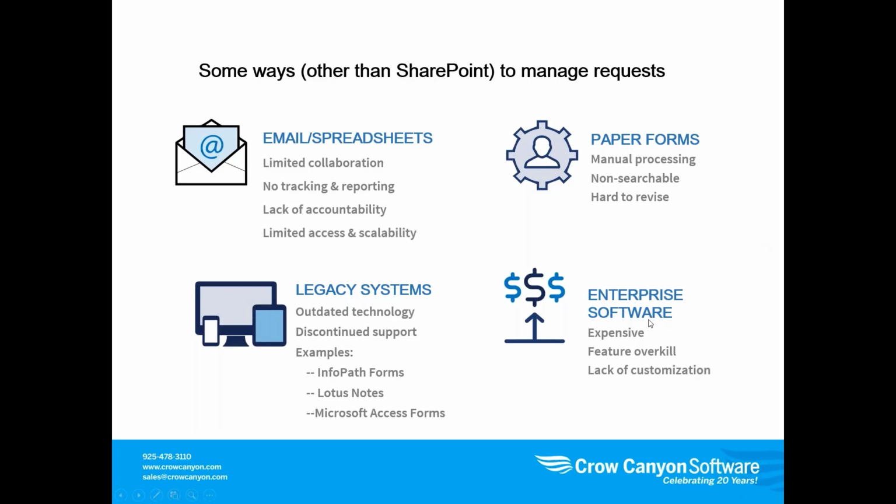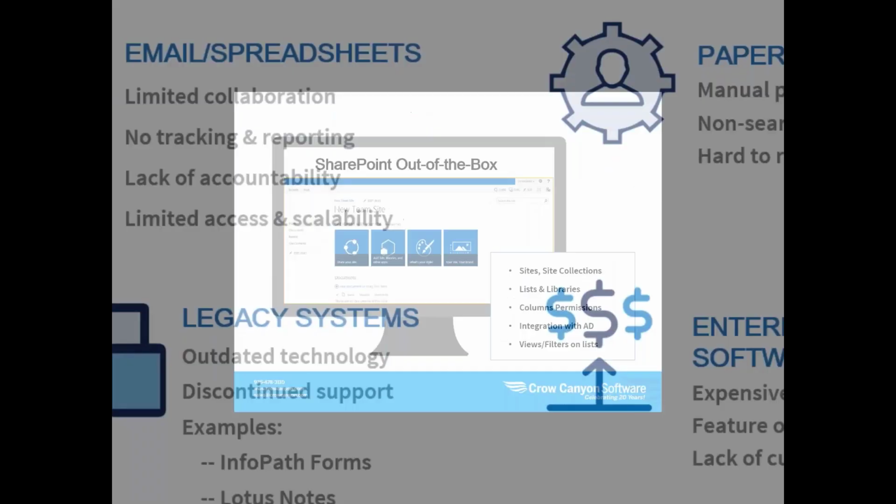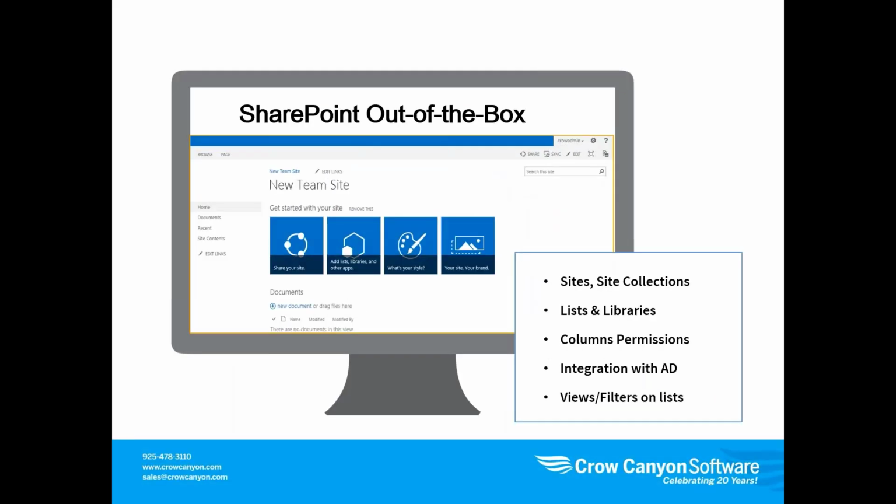And then sometimes you get into enterprise software, and it ends up being expensive to maintain and feature overkill, and people don't really want to use it. So then we look to SharePoint. SharePoint out of the box has a number of features that are really useful, and it gives a great foundation for starting this kind of business process automation. It has site collections, lists, libraries, and permissions, not only column permissions but the whole permissioning regime of SharePoint, integration with AD and the rest of the Microsoft stack, and filters on lists. You can do a lot with SharePoint out of the box, but not enough.